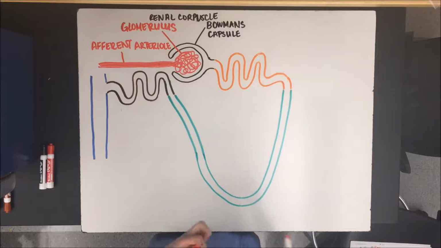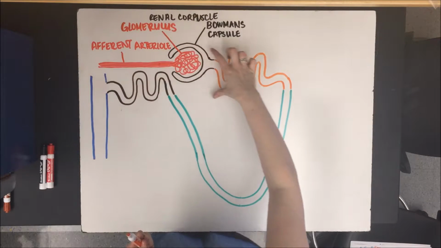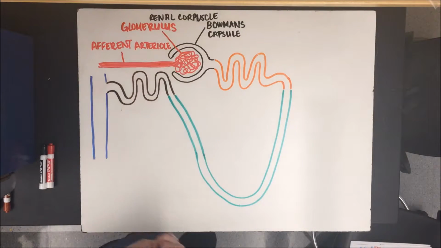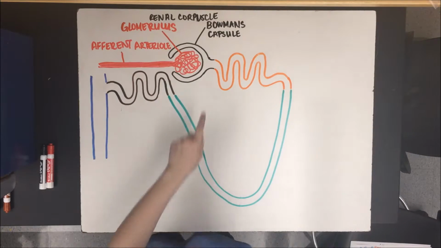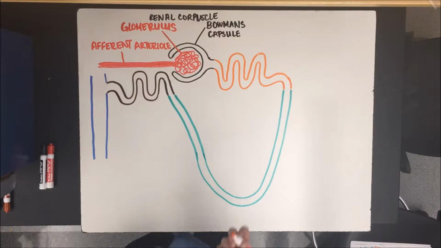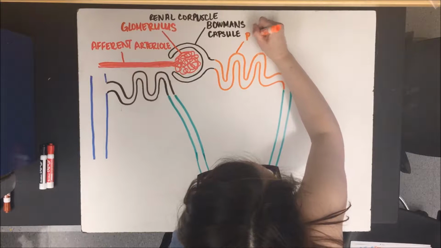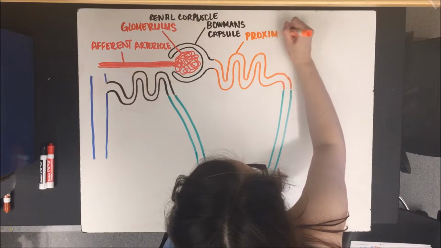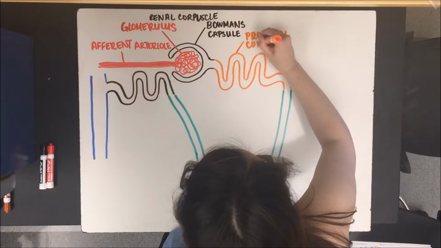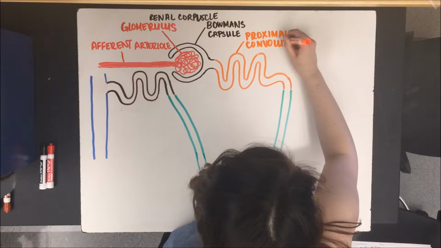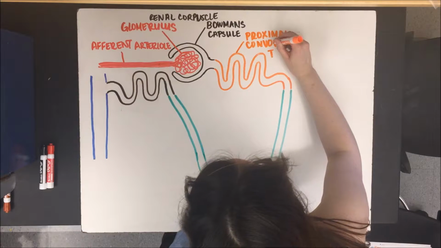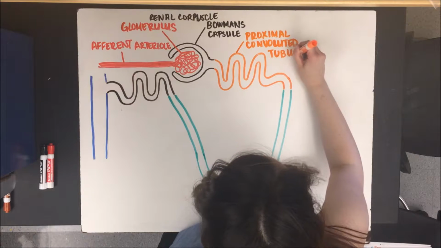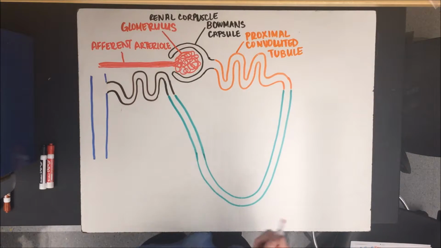Like I said, the Bowman's capsule is part of a hollow tube, and the whole rest of this nephron right here is all one tube, but I've labeled the parts with different colors because they have different names, different functions, different structures. So it's one full piece, but they're a little different. So extending off of Bowman's capsule is the proximal convoluted tubule, which is the space right after the Bowman's capsule.